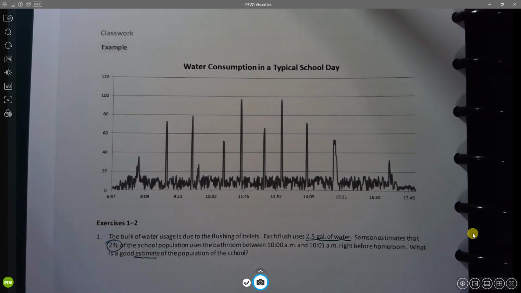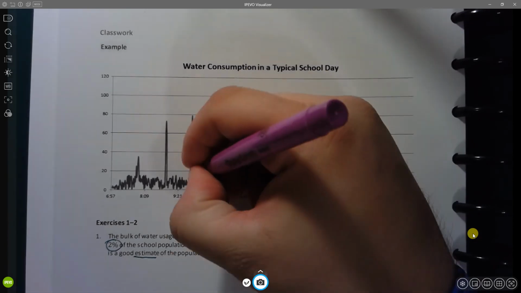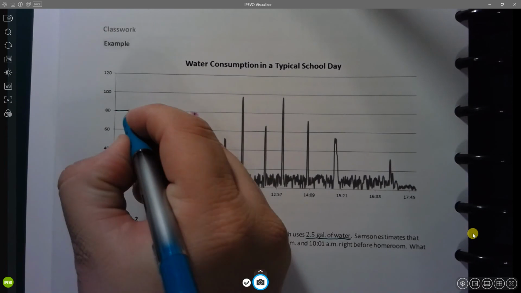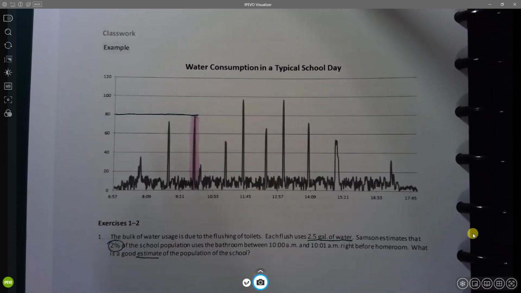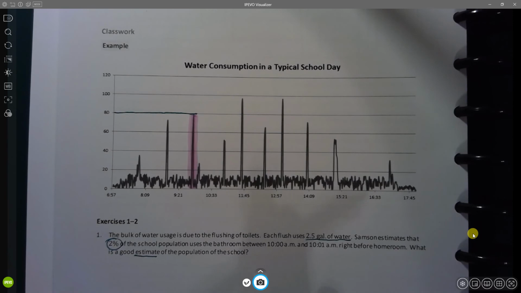So here's the thing. 10:01 is approximately right here. If that's 10:01, that means we're looking at 80 gallons of water that gets flushed between 10 o'clock and 10:01. Now, Samson says that's 2% of the school population. He wants a good estimate of the population of the school. Well, we need to find out exactly how many people are flushing the toilets.